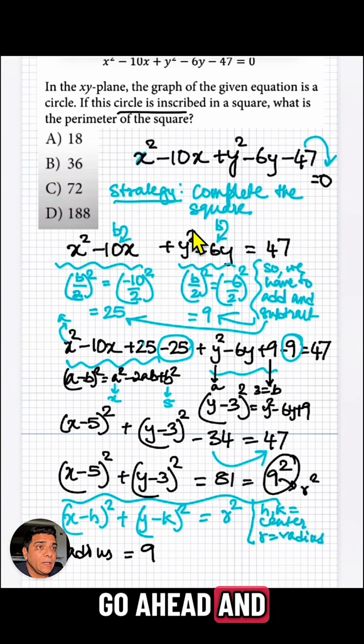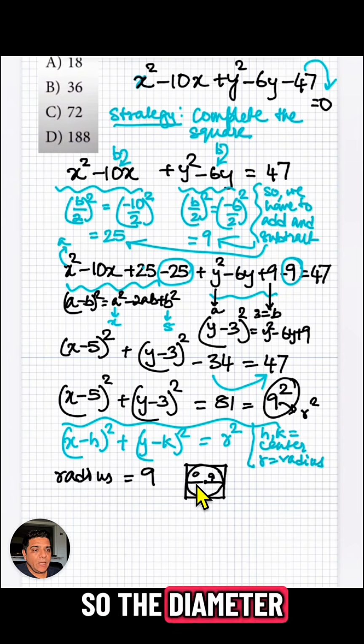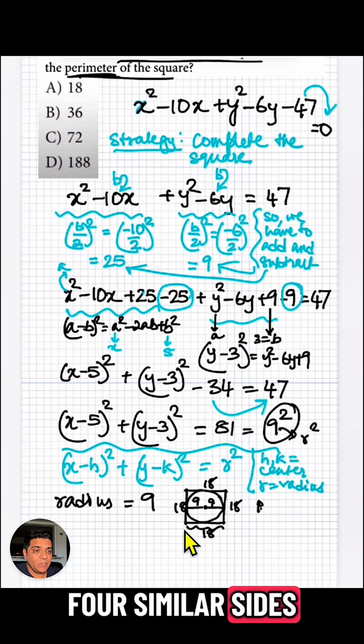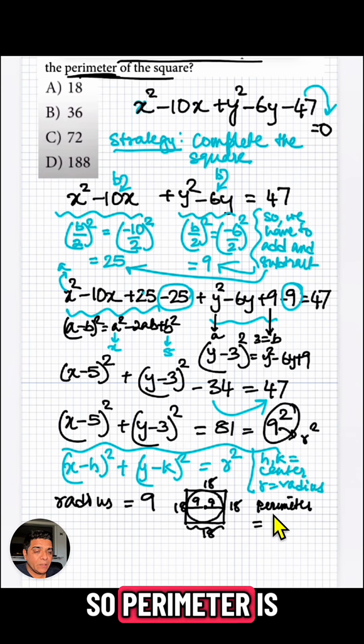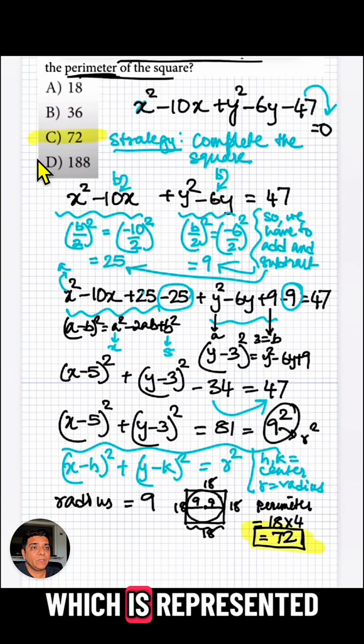Okay, so now let's go ahead and inscribe the circle in a square. So this is our circle with radius r. We put it in a square, so the radius is 9. So the diameter is what? It's going to be 18. The square has 4 equal sides, so all of the sides are 18. So the perimeter is going to be 18 times 4, which is equal to 72. And that is our correct answer, which is represented in choice C here.